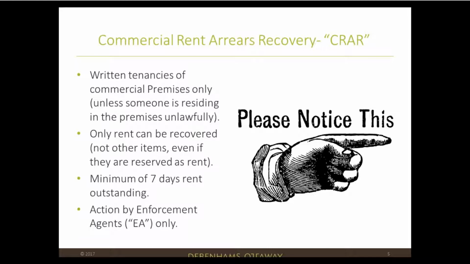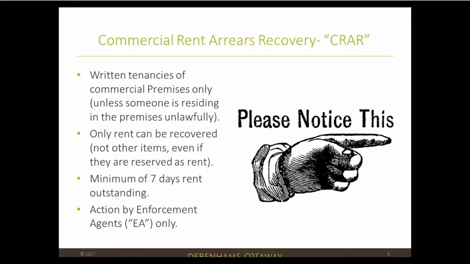Turning now to CRAR, this is the Commercial Rent Arrears Recovery procedure that replaced the common law remedy of distress. Before the CRAR procedure came in, we used to be able to send in a bailiff without notice to the tenant to seize goods from the tenant's premises and take them away and sell them. The common law remedy of distress was effective because the tenants would get a shock. Now we have to use the CRAR procedure, which I think is slightly less of a shock to the tenant because they're given notice, as I'll talk to you about in a moment.